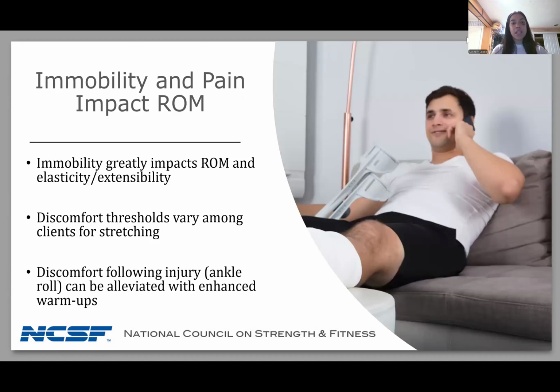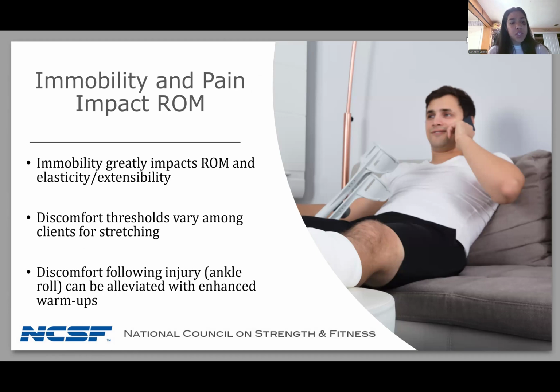All right, immobility and pain impact range of motion. So immobility greatly impacts range of motion and elasticity and extensibility. Discomfort thresholds vary among clients for stretching.